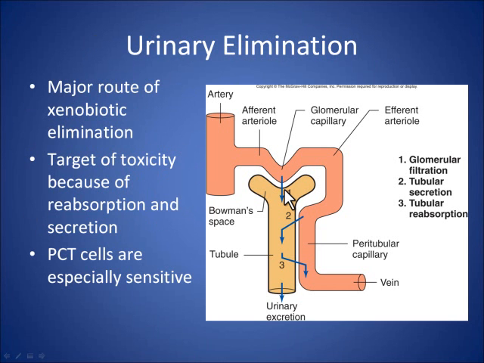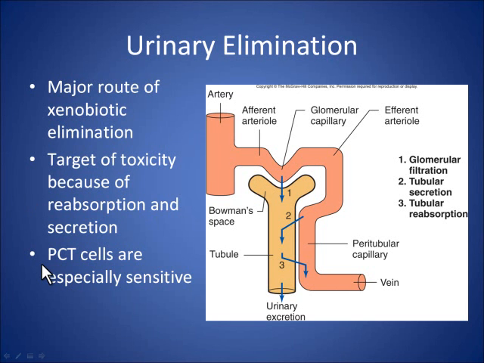The parent xenobiotic and/or its metabolites may be excreted by glomerular filtration or tubular secretion processes that are used for endogenous metabolites. Another similarity to endogenous compounds is the reabsorption of some xenobiotics. Most cases of nephrotoxicity occur by xenobiotic-induced injury to the proximal convoluted tubules because this is where tubular reabsorption and secretion occur.